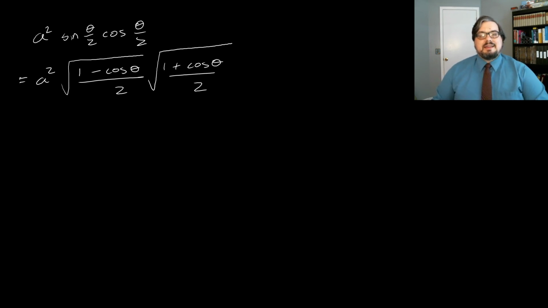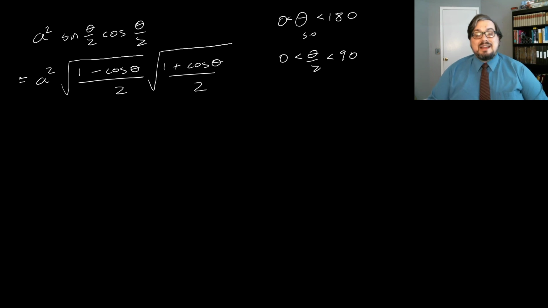In this case, we've taken the positive form of the square roots in both cases because everything inside here is acute. Theta over 2 is going to be an acute angle because theta itself has to be less than 180 degrees. So that means that theta over 2 has to be less than 90 degrees. In other words, theta over 2 is acute, which means that sine and cosine of theta over 2 are both positive.